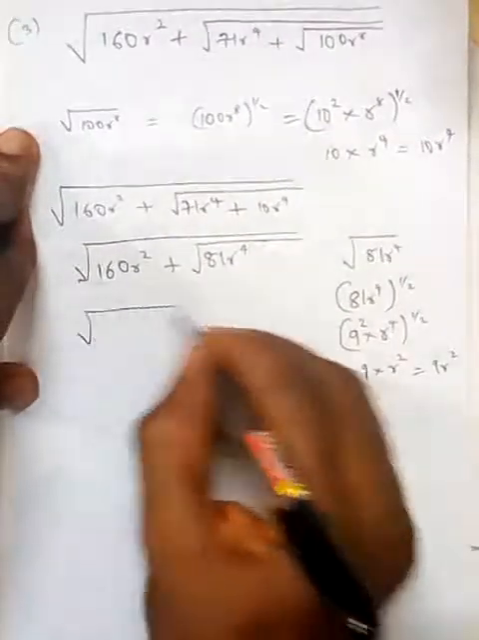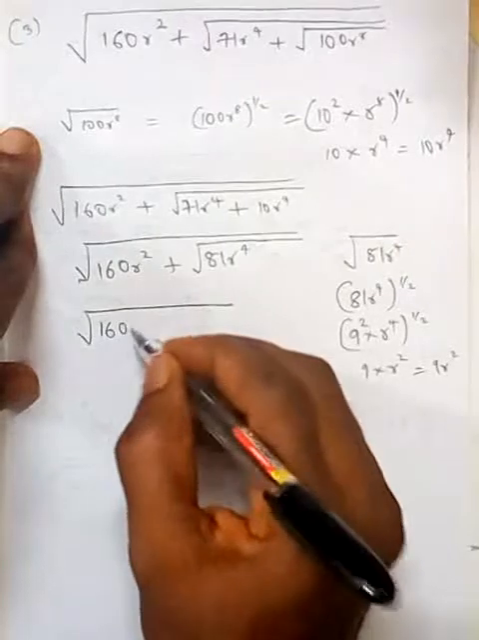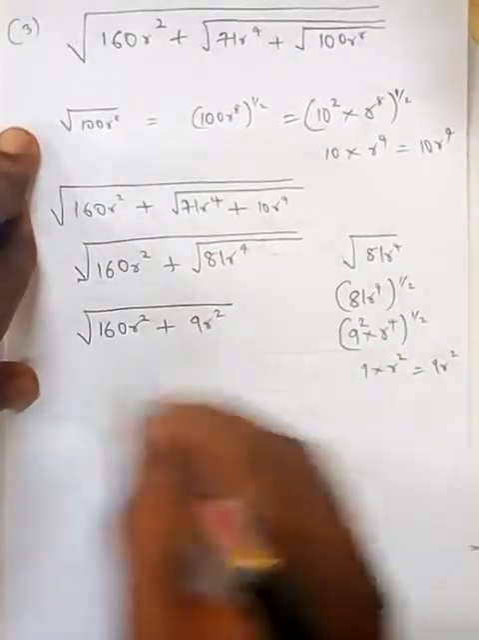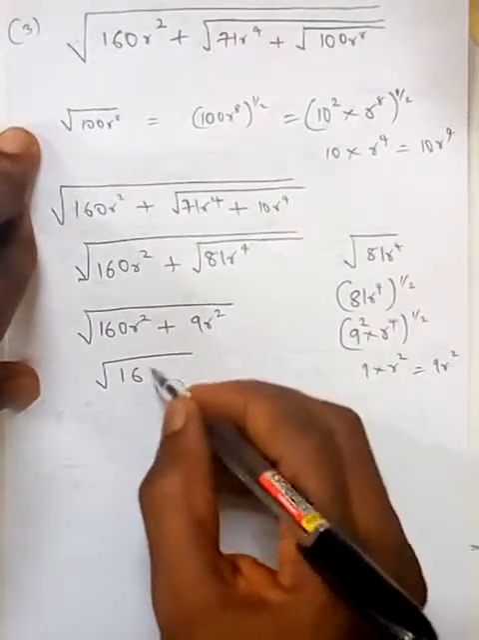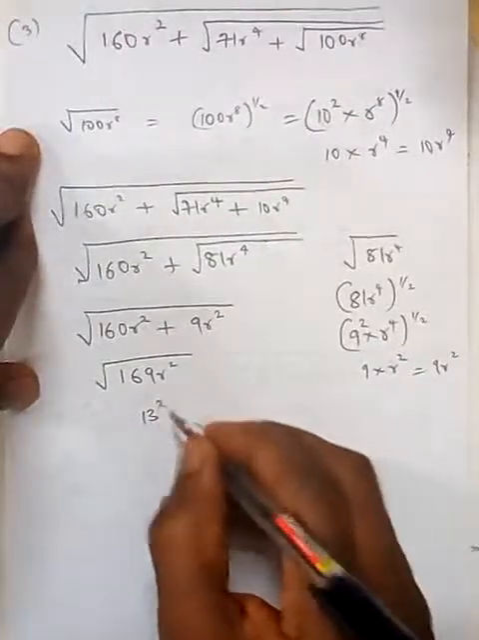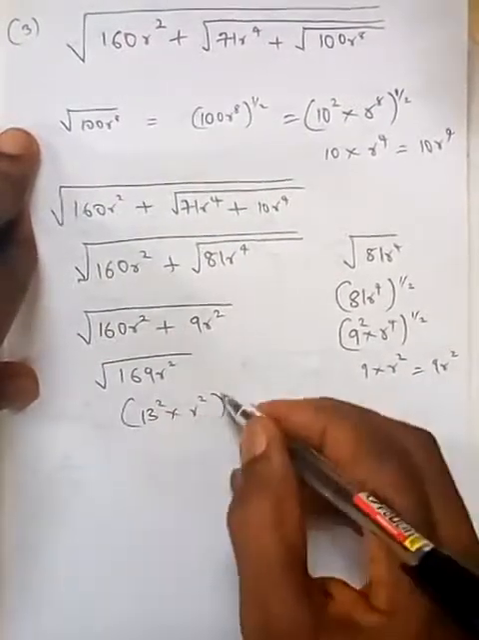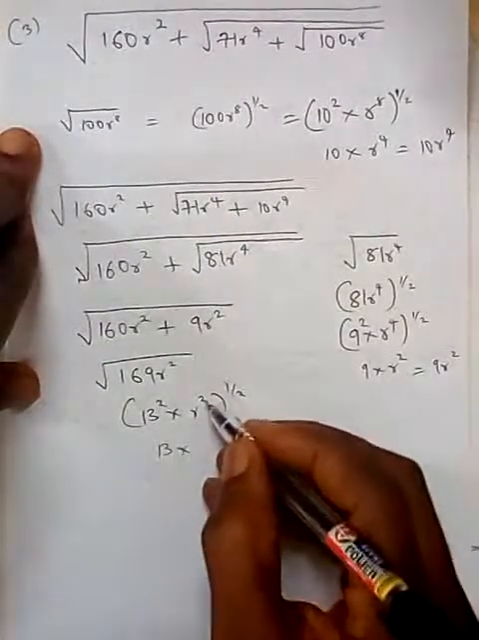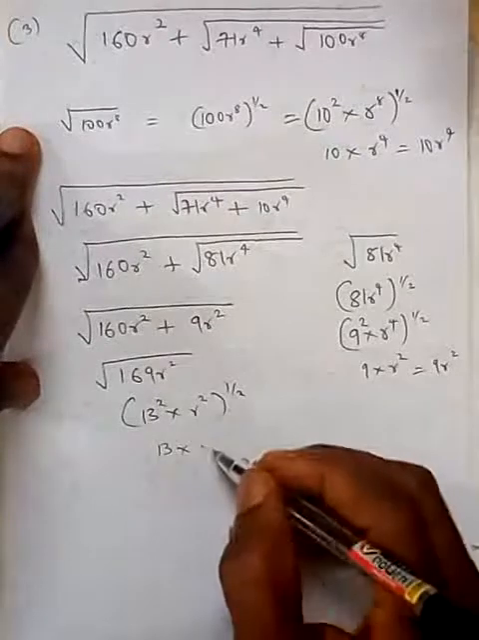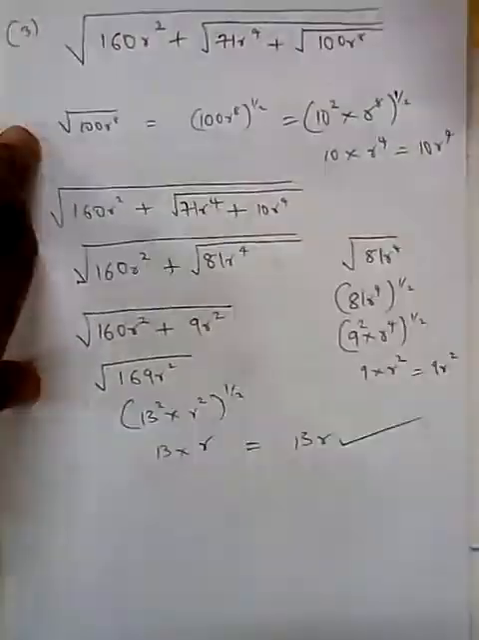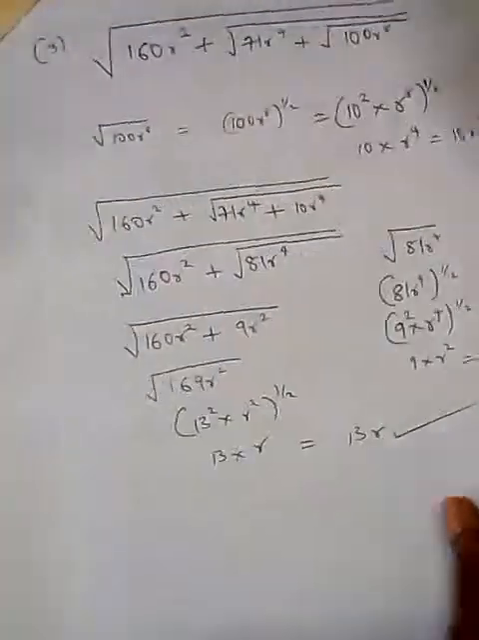Let's put it there. So it's going to be the square root of 160 r squared plus 9 r squared. We can now add this to give us the square root of 169 r squared, because the r squared terms you can add, and this is 13 squared times r squared, all raised to the power 1 over 2. 1 over 2 times 2 gives you 13, multiplying the powers, 2 times 1 over 2 gives you r, and that's 13 r. Quite interesting. Okay, number 4.